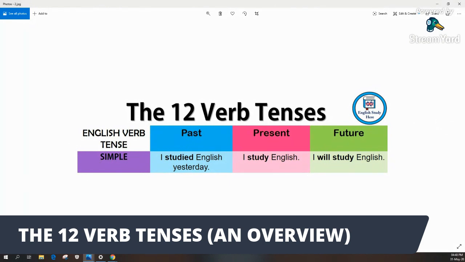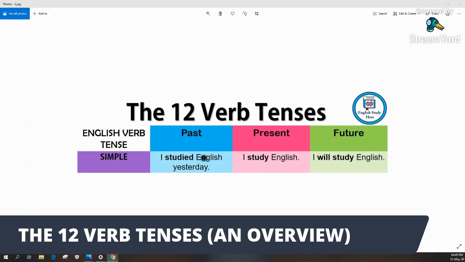In the simple tense, what do we mean by past simple tense? As you can see the example in the past, these are all simple tenses. Past, of course, for example: I studied English yesterday. The present: I study English. The future: I will study English. So what do we mean when we say simple past? It means to indicate a past habit, take note of that, or an action already completed.